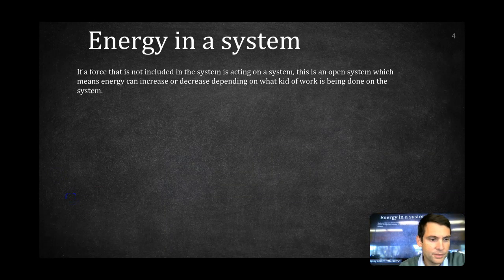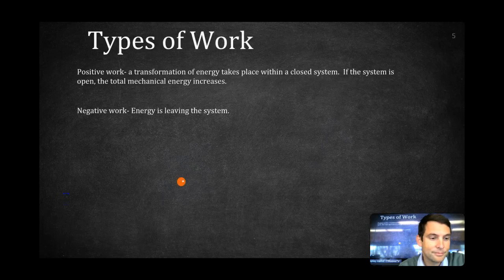Speaking of energy in a system, if a force that is not included in the system is acting on a system, this is an open system, which means energy can increase or decrease depending on what kind of work is being done on the system. We have a couple of different types of work, positive or negative. Positive work means a transformation of energy is taking place within a closed system, or if the system is open, the total mechanical energy increases. That means work is being done by an external force on the system. When work is negative, energy is leaving the system.